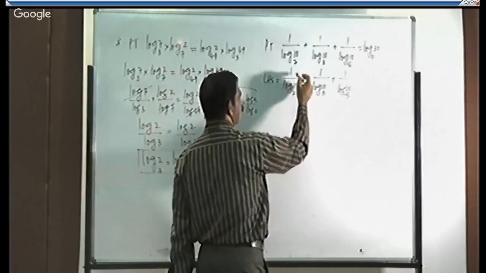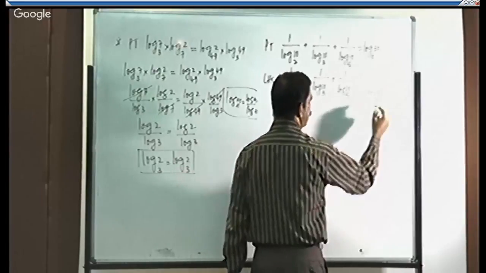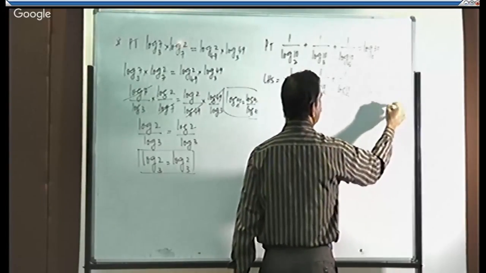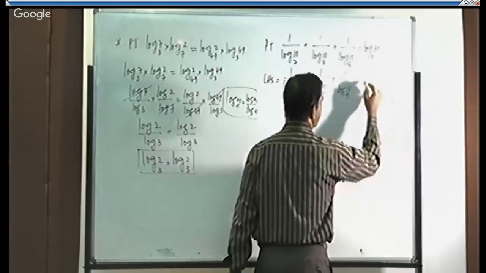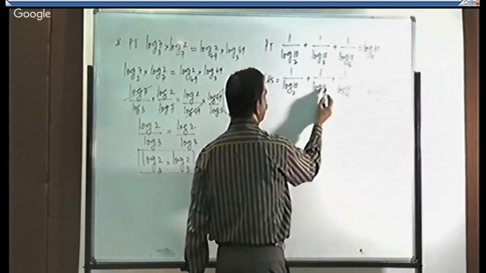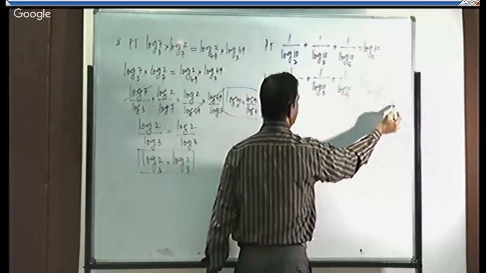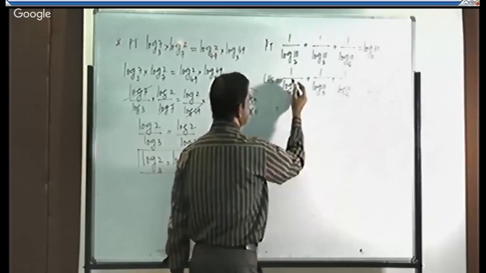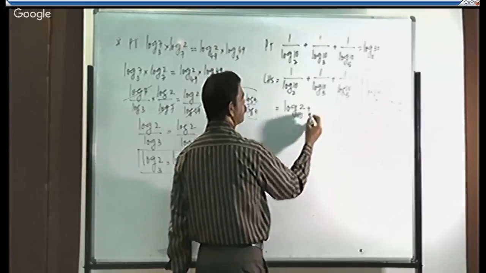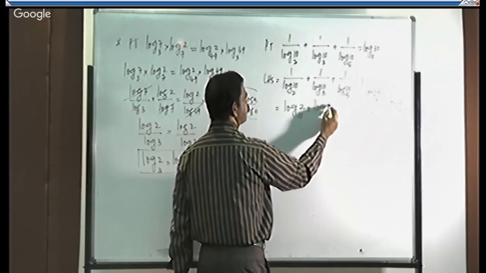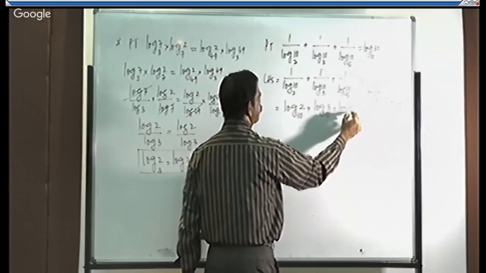By looking at each term, they appear like this: log of m to the base n is equal to 1 divided by log of n to the base m. If I use this law, all become a common base. 1 divided by log of n to the base m is equal to log of m to the base n. So according to that, this becomes log of 2 to the base 10 plus log of 3 to the base 10 plus log of 5 to the base 10.